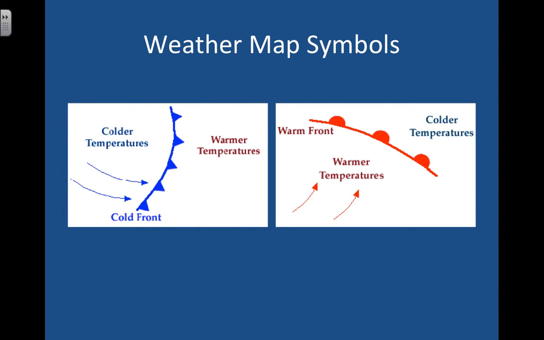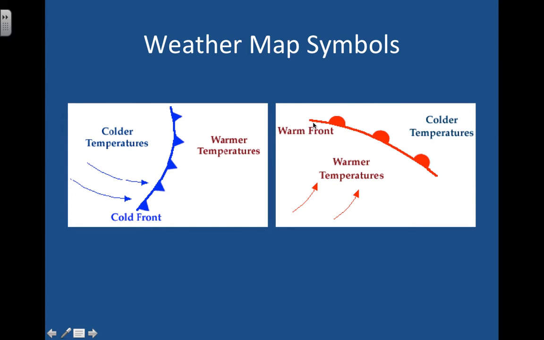Here are the weather map symbols. If you don't have colored pencils, you can just write the color. So a cold front is blue with triangles, and the triangles point the direction the front is moving. So you can see these arrows, they represent the wind direction. The cold air is behind it, and the warm air is in front of it. So the cold air is pushing the warm air out of the way.